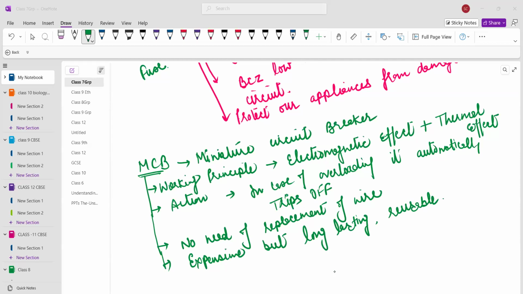Okay, so there could be a question. MCB is one more thing which works on the heating effect of electricity, but now the fuse is replaced by the MCB.